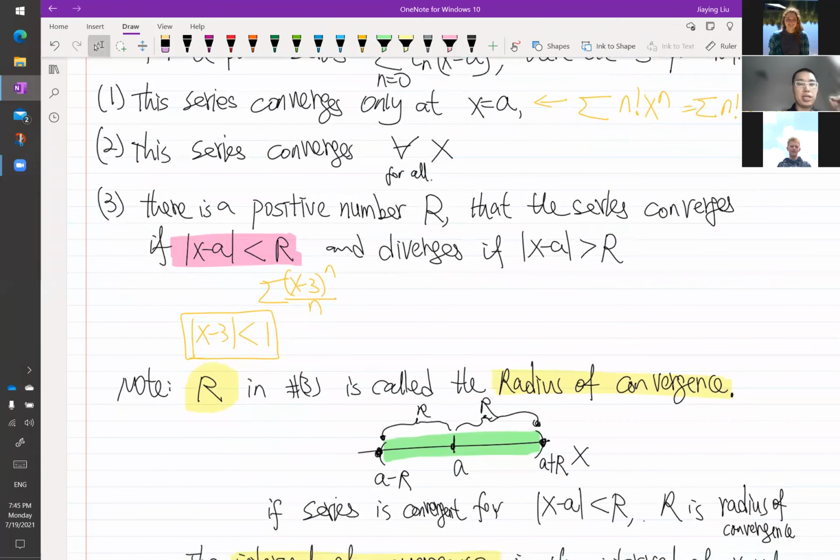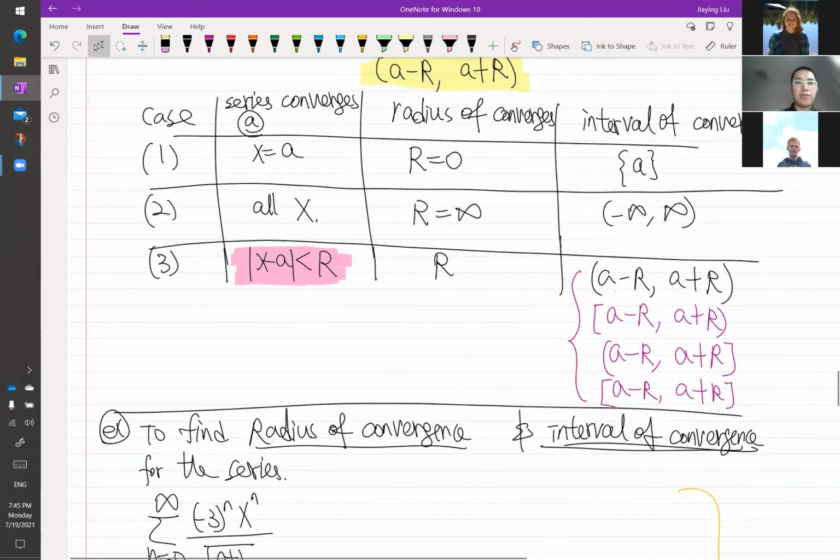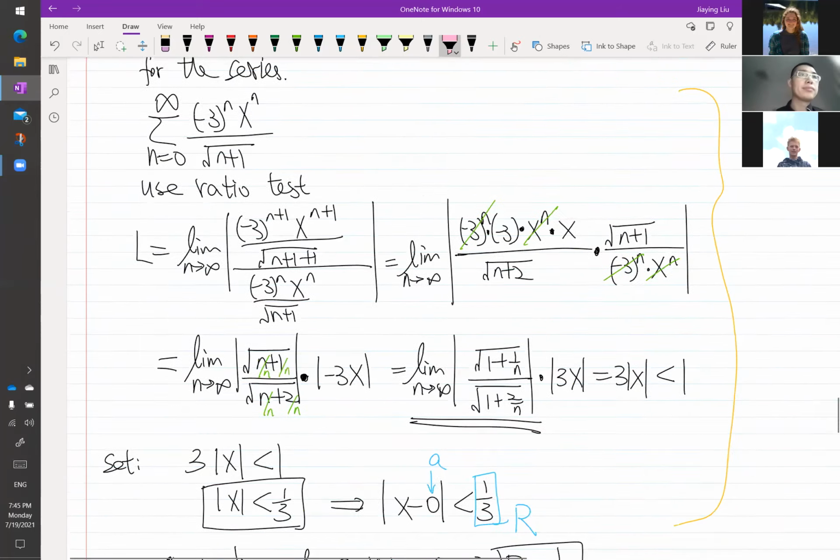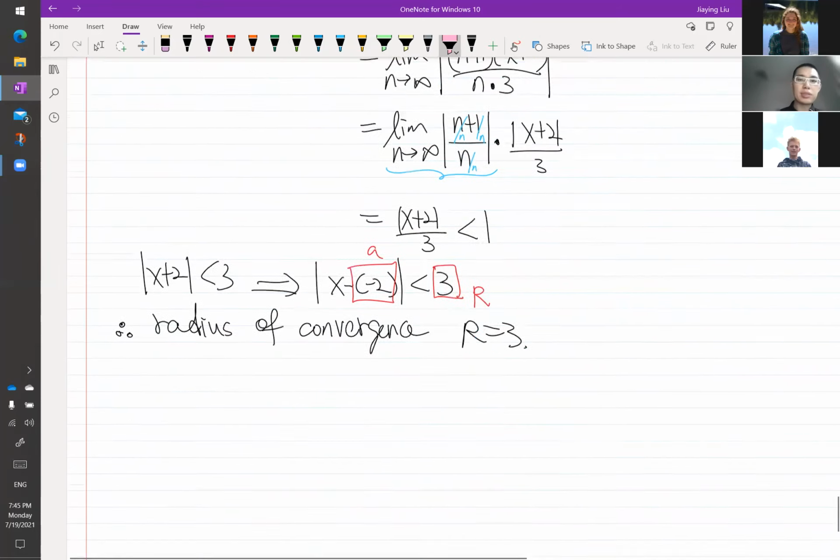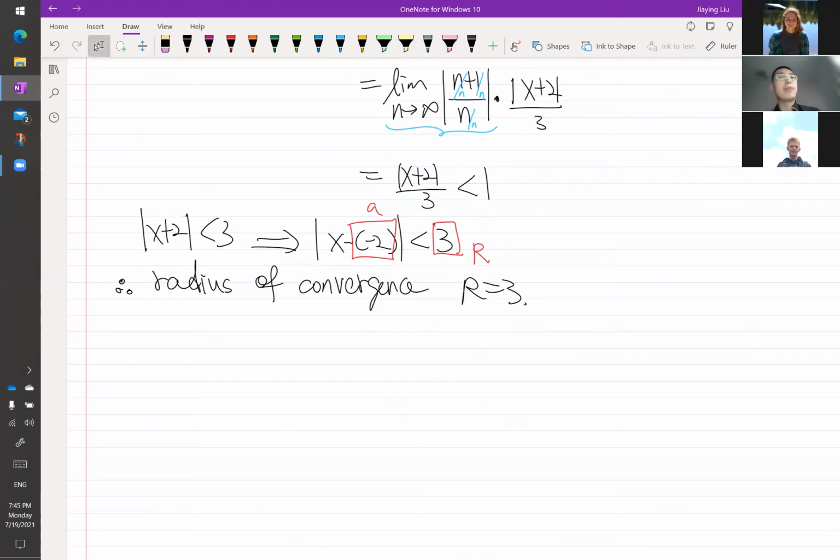And the a is the center of convergence. And R is how far away from a the x is going to be convergent. So it's always easier if you put it in the x minus a less than R form. Then you can just pick the a directly from there and pick the R value from there. So that's what I did. I have to put it as x minus a number. So the radius of convergence is 3, right?